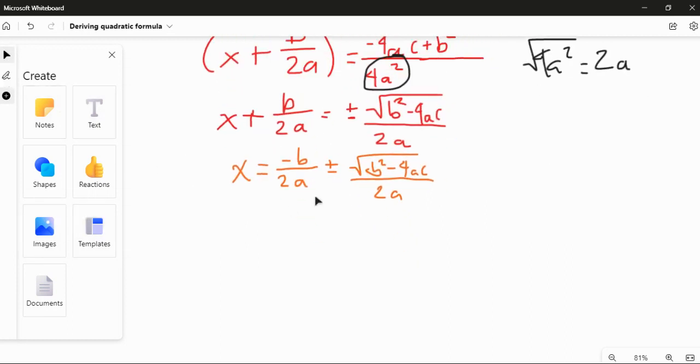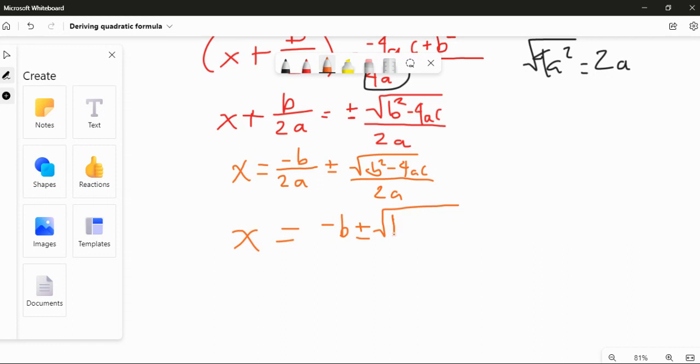Now we can add these terms since they have the same denominator, and that leaves us with the famous quadratic formula: negative b plus or minus the square root of b squared minus 4ac, all over 2a. So that's how you derive the quadratic formula.